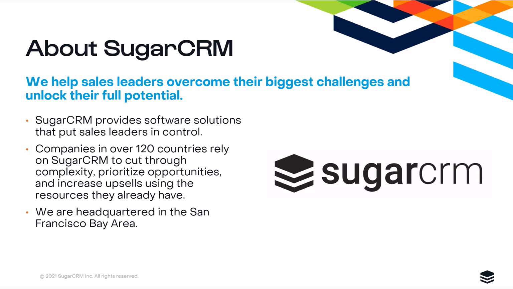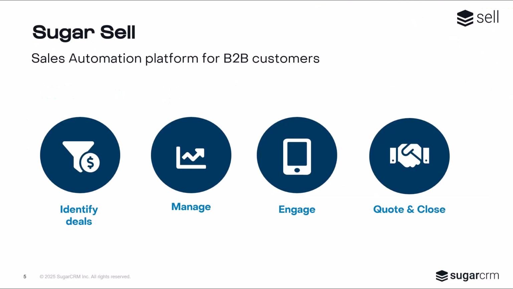SugarCRM provides software solutions that put sales leaders in control. Companies in over 120 countries rely on SugarCRM to cut through complexity, prioritize opportunities, and increase upsells using the resources they already have. We are headquartered in the San Francisco Bay Area. We help sales leaders overcome their biggest challenges and unlock their full potential.